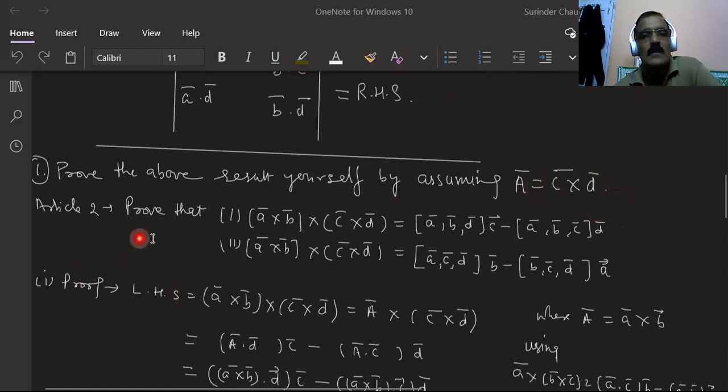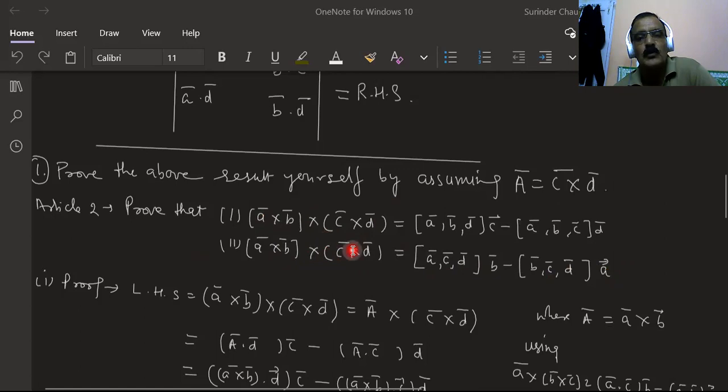The next article is to prove that. Now for the cross product, A cross B cross C cross D is equal to... First we have to calculate the cross product of A cross B. You get a resultant vector. Now if the resultant vector is crossed with C cross D, the vector will be coplanar to the C and D vectors. Now if we find the resultant of the C cross D vector first, then the resultant vector will be in the AB plane.